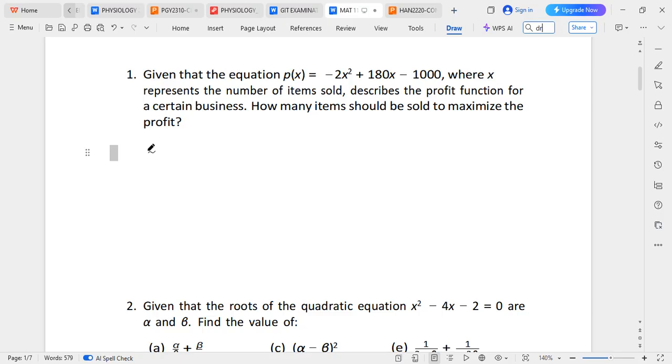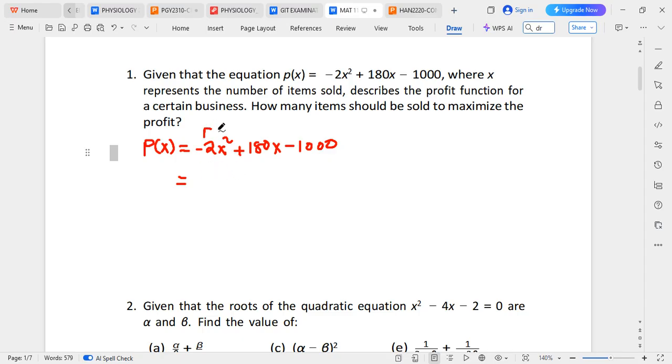Now, this question is basically testing: are you able to complete the squares and are you able to sketch a quadratic function? So p of x is equal to negative 2x squared plus 180x minus 1000. When you want to complete the squares, the first thing that you want to do is to make sure that the number in front of x squared is a 1.